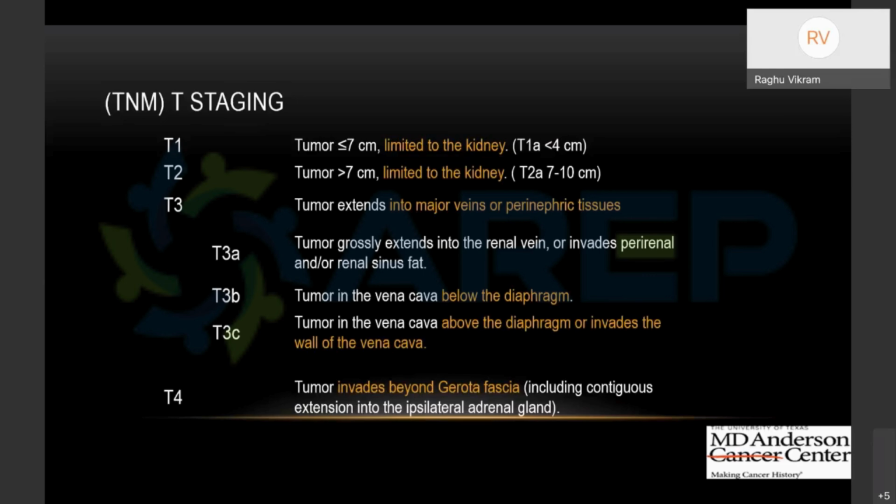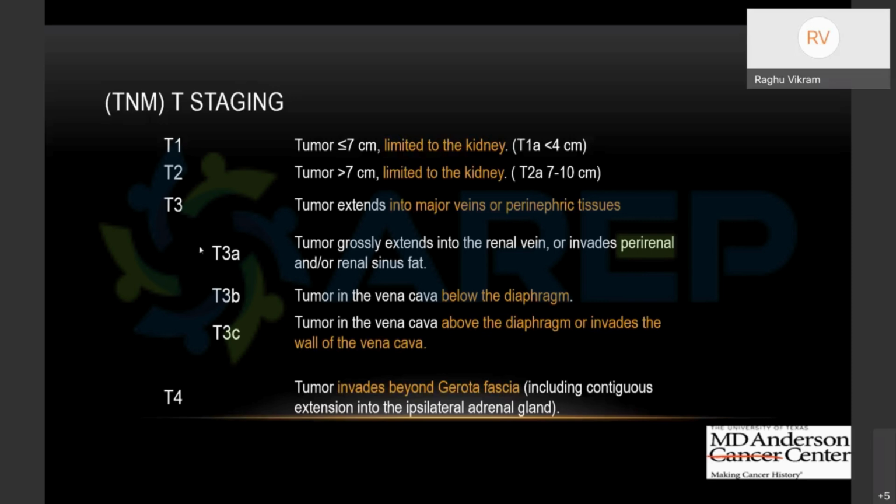The first two, T1 and T2, are just limited to the kidney. That means it is within the renal parenchyma. It has not broken through the capsule of the kidney into the perinephric space, neither has it gone into the renal sinus fat or the renal calyx, or into the renal veins. Once it does that, it goes into the T3 category.